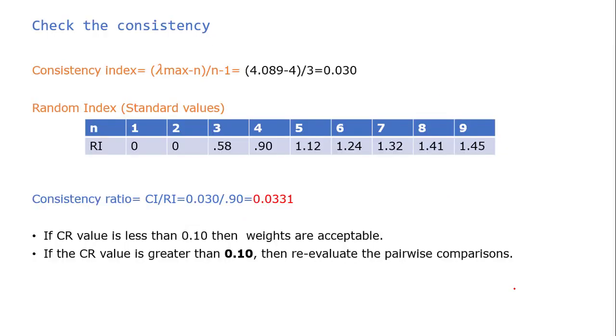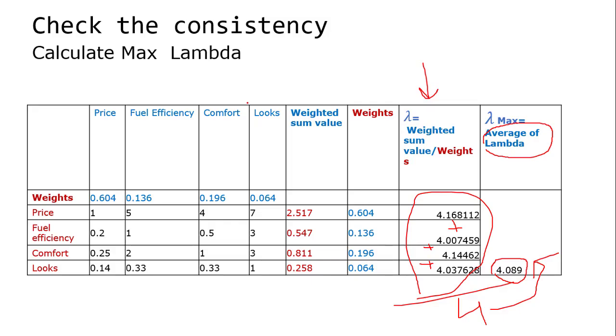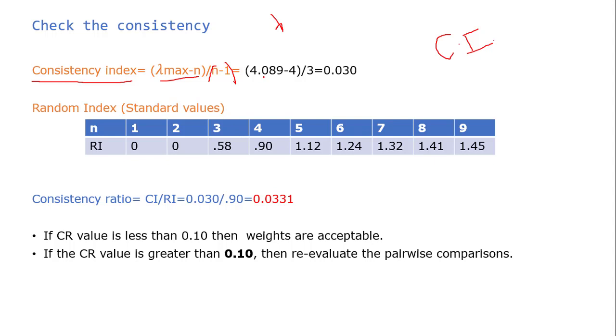Once lambda max is calculated, there are a few standard formulae which you need to remember. First, the consistency index, also known as CI. This is given by lambda max minus n divided by n minus 1. Lambda max is from the previous slide, 4.089, minus n, the number of criteria, 4, divided by 4 minus 1, 3. So this comes to be 0.030.